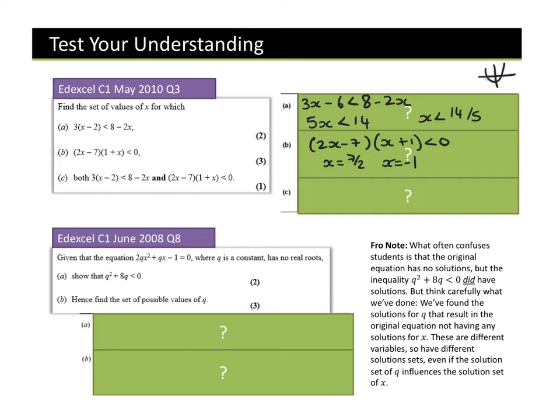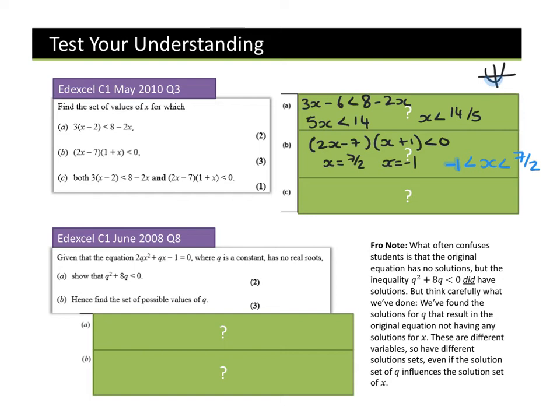We want below the line, so it's going to be 1 inequality. So it's going to be minus 1 is less than x, which is less than 7 over 2. Some of you might have put 3.5. That's okay. Then the next one says, okay, it needs to satisfy both of them.